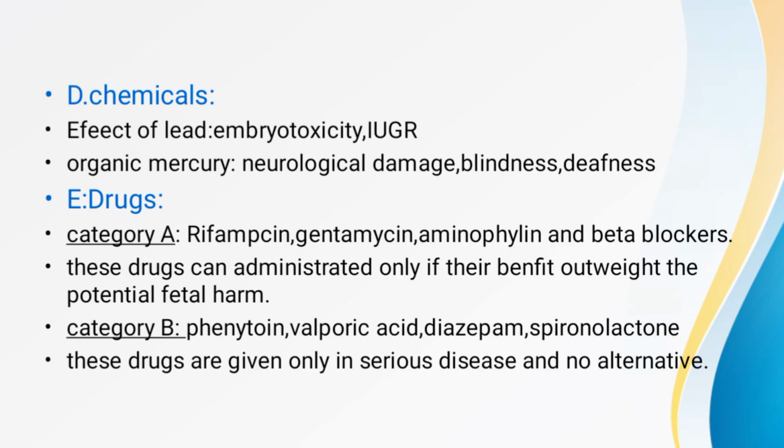Category B, there is phenytoin, valproic acid, diazepam, spironolactone. These drugs are given only in serious disease when there is no alternative. In this situation, we can give the mother these drugs, although they are also teratogenes. Okay?